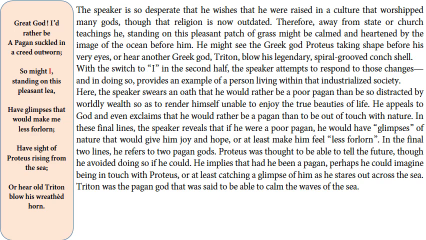In these final lines, the speaker reveals that if he were a poor pagan, he would have glimpses of nature that would give him joy and hope, or at least make him feel less forlorn. Less forlorn means less alienated from nature. He prefers to be with these two pagan gods, because Proteus was thought to be able to tell the future, as if he is prophesying. He has the prophecy of telling the future.